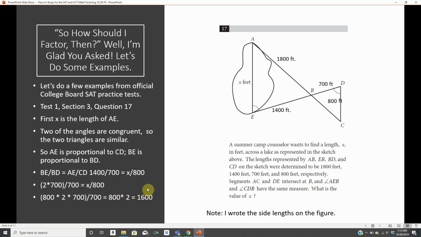Boom, it's 1600. And I wrote the side lengths on this figure because it wasn't on the figure. It was in the question, but it wasn't on the figure. That is another word to the wise: if they give you numbers and they give you a diagram that's drawn to scale, then you want to put this on here right away. Especially if they give you a diagram that's not drawn to scale, you should redraw it and also put the values from the problem on there so it's easier for you to see what's going on. All right.